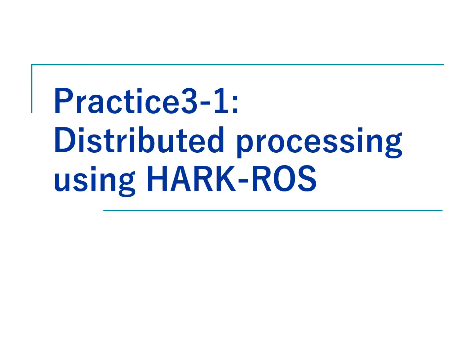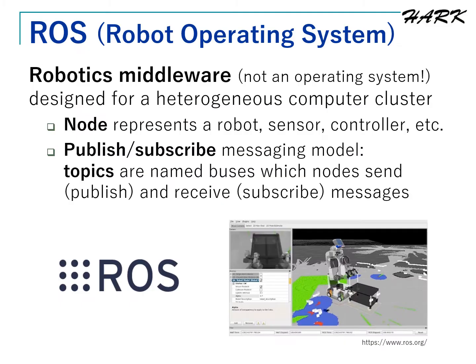Okay, then we start from practice 3.1, distributed processing using HARK-ROS. First, I will explain about ROS. ROS is middleware widely used for research and development of robots on heterogeneous computer clusters. Although the name includes operating system, it is not an actual operating system like Windows or Mac.